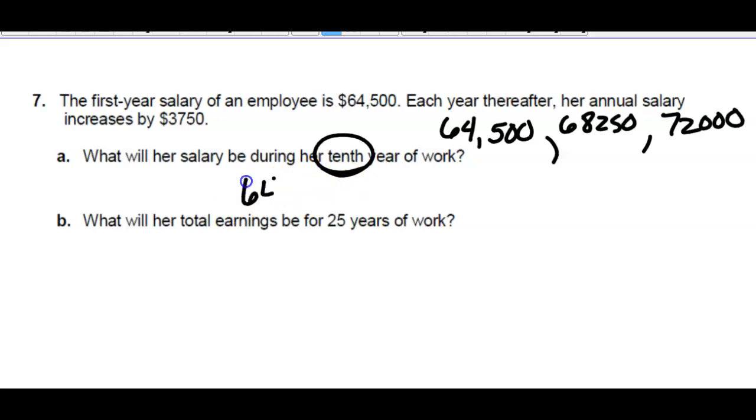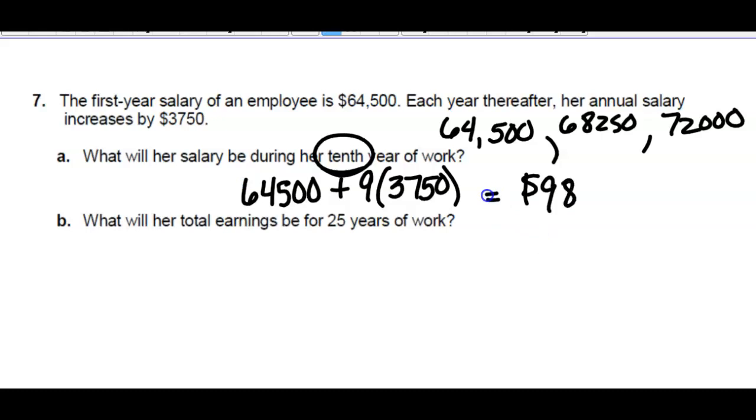Well, the first year she made this, but then she got 9 raises of $3,750, or $3,750 is the difference, times 10 minus 1, which is 9. $3,750 times 9 plus $64,500 is $98,250 for her 10th year.